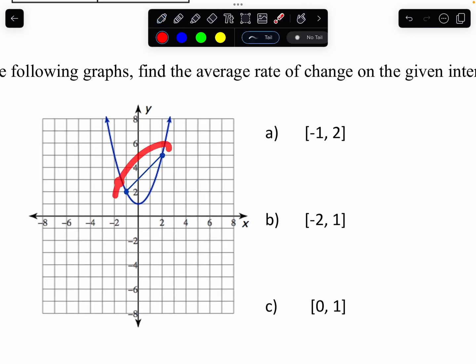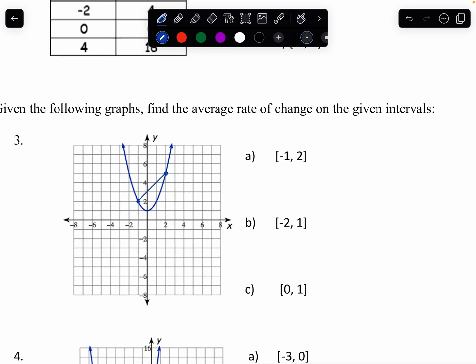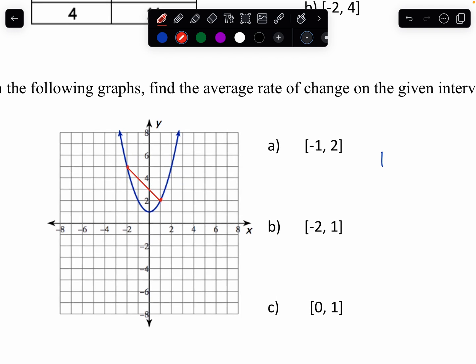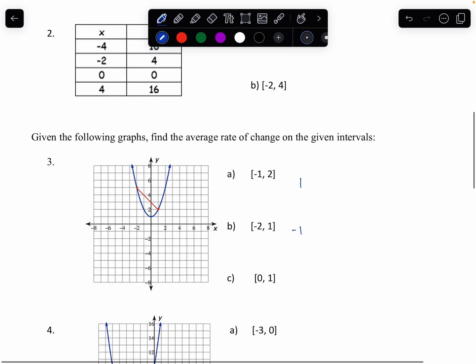So what is the average rate of change over that line? Now, I don't have to use the formula here. I can see that the slope is 1. So the average rate of change here is going to be 1, because that's the slope. Next, we're going to have the interval from -2 to 1. So right here, that's going to be between those 2 points, and that's going to have a slope of -1. So there you go.